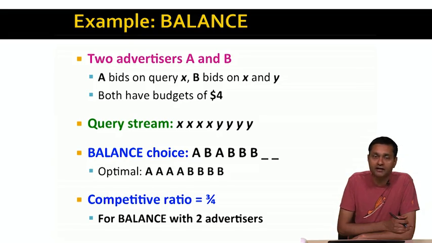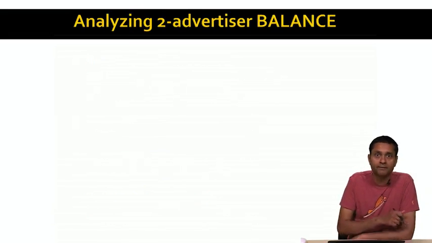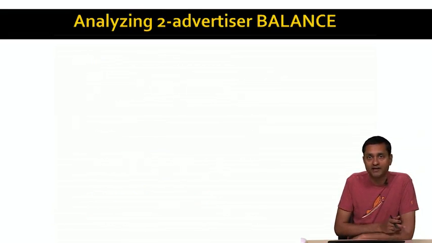And in fact, it can be shown that for balance with 2 advertisers, the competitive ratio is in fact exactly 3/4. We can do no worse than a competitive ratio of 3/4 in this case. And the proof is quite simple but quite interesting, so I'll walk you through it. So let's analyze the 2 advertiser balance scenario.